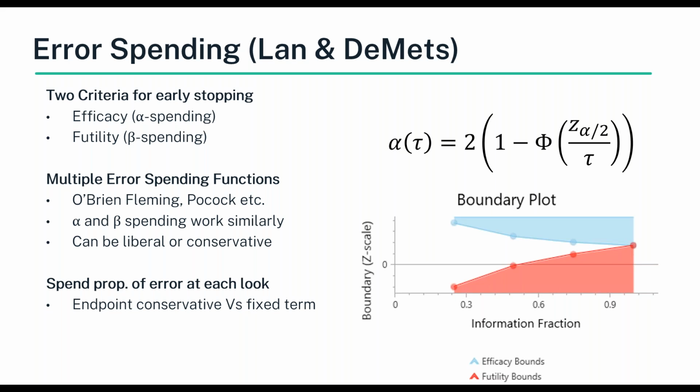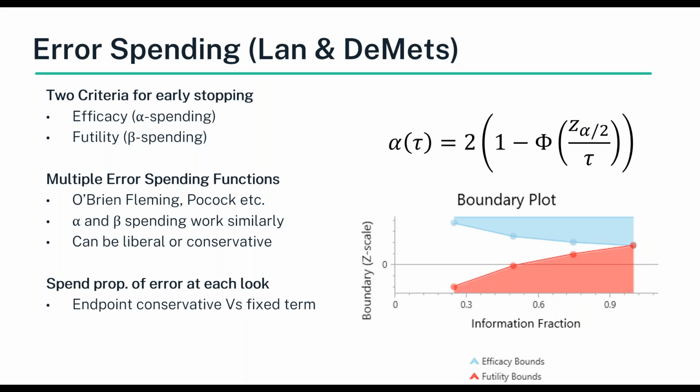Okay, so as mentioned, we'll be focusing on the error spending approach of Lan and DeMets. So essentially, this uses a spending function type design, where for efficacy, we will be spending a certain amount of the type 1 or alpha error at each of the interim analyses, and then for futility, we'll be spending a certain amount of the type 2 error at each of the interim analyses.